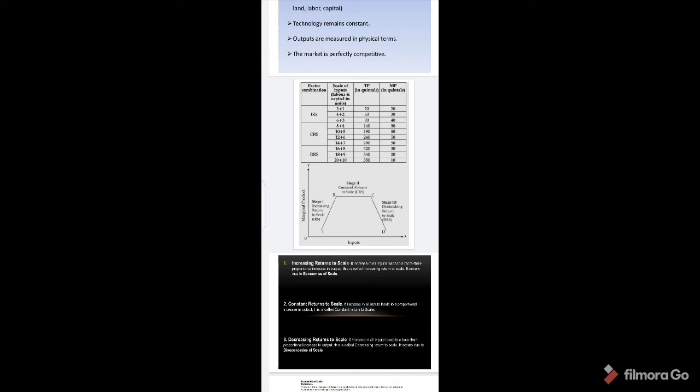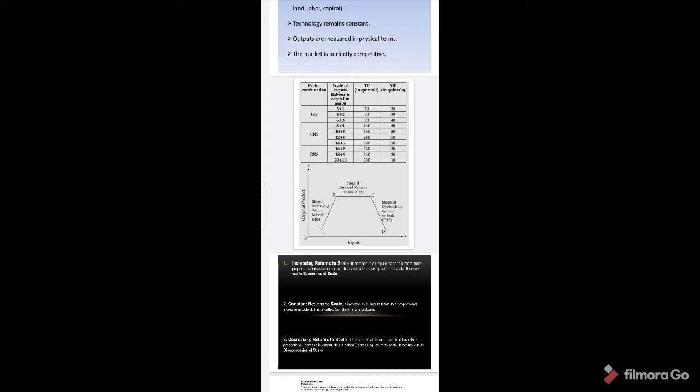As we can see in the graph, from point I to R, it is representing stage 1, which is increasing returns to scale. It means that if an increase in all inputs leads to a more than proportional increase in output, this is called increasing returns to scale. It occurs due to economies of scale. From point I to R, it is representing stage 1.